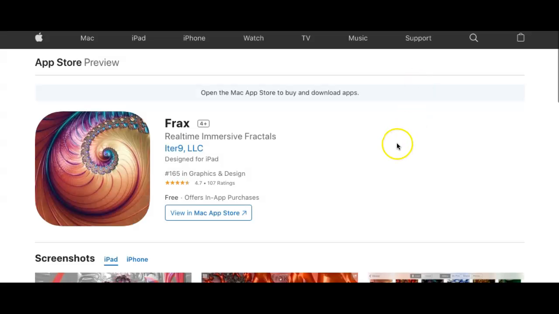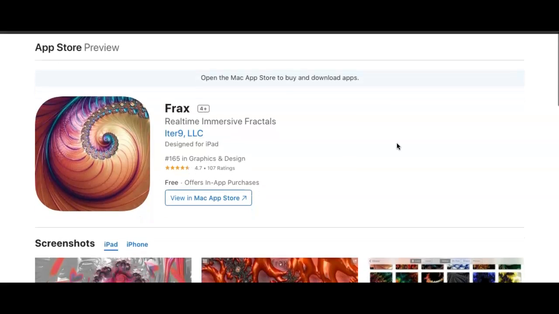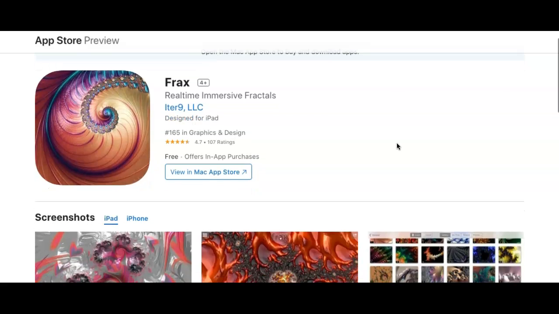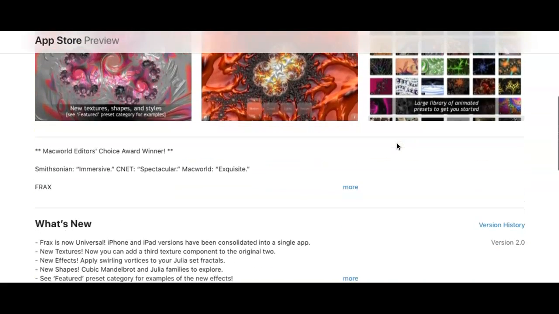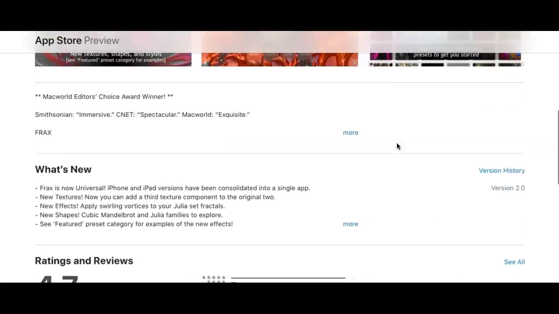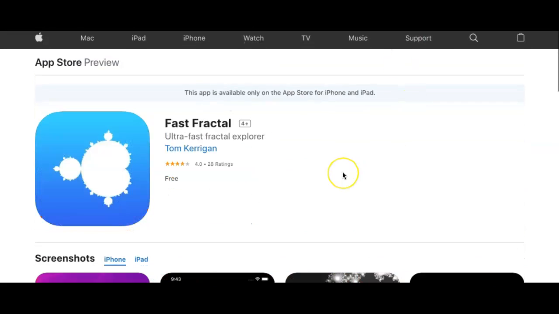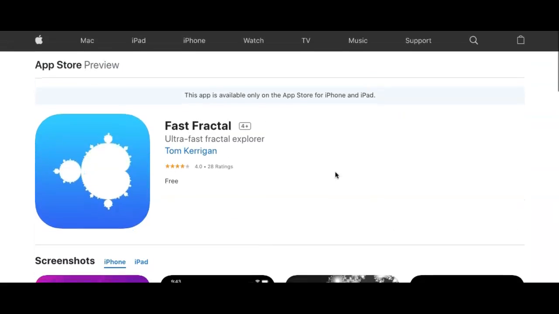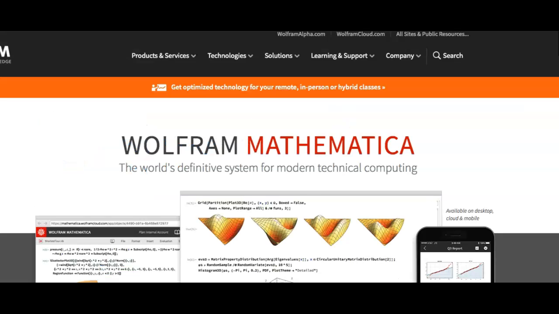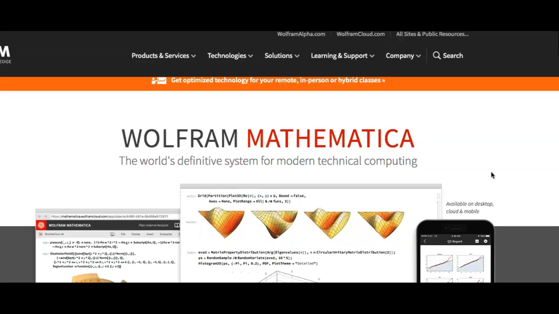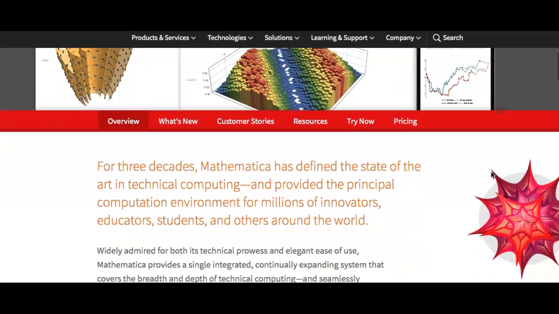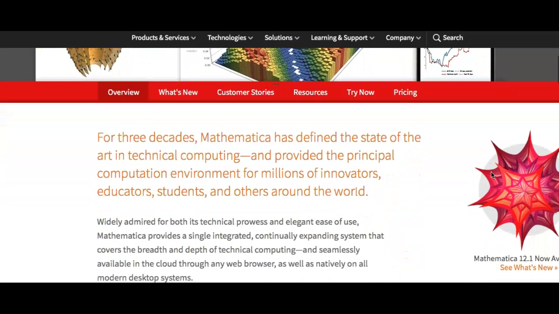I would suggest that you download a free app to make your fractal art. That would be a really easy and fun thing to do. Don't pay for anything. You can find free software or free applications that will help you make your free fractal art. Here's another one, Fast Frac. And some of these will even show you how you're computing these using the calculations with the Julia set or the Mandelbrot set.